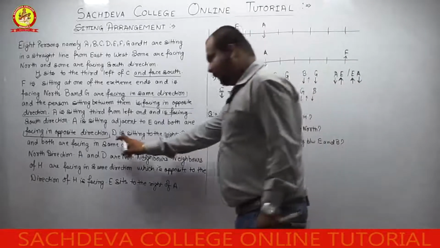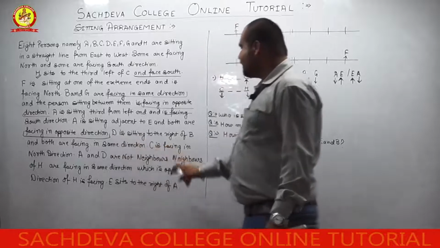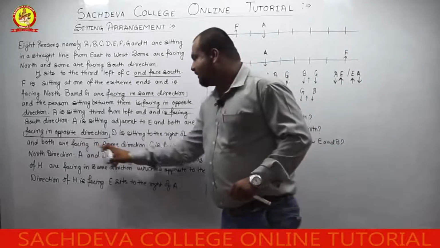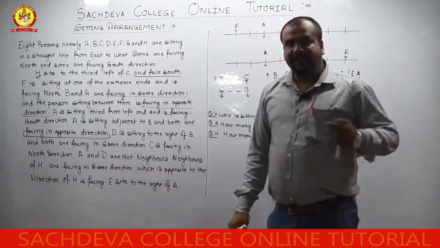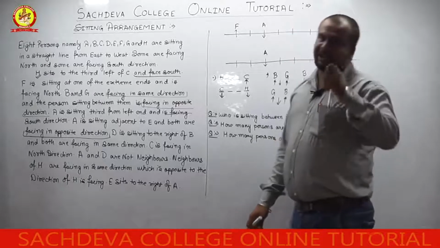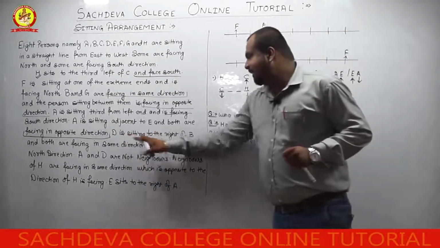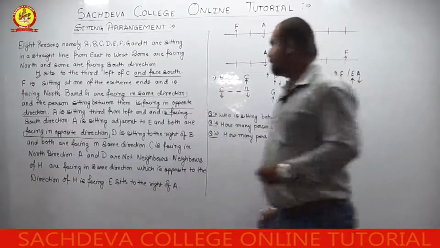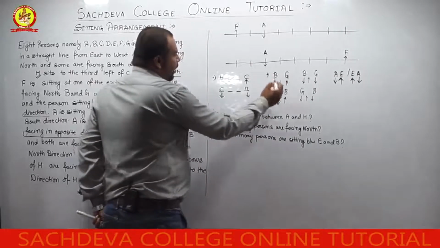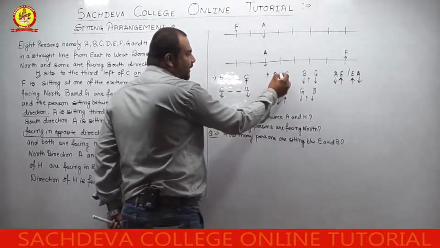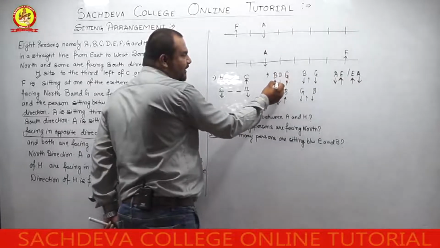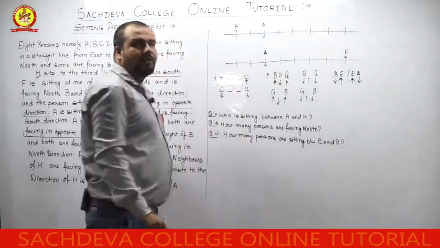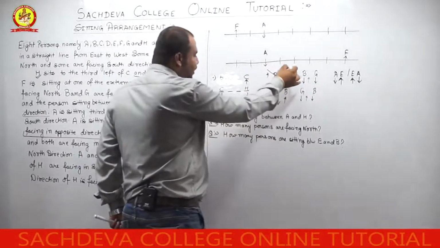Again, D is sitting to the right of B and both are facing in same direction. Now, here the rule of elimination comes. If we go for the rough note, D is sitting to the right of B, and D will be sitting this side, because B is facing north and right of B is this, then are they facing in same direction? No. So we will assume this possibility as wrong.